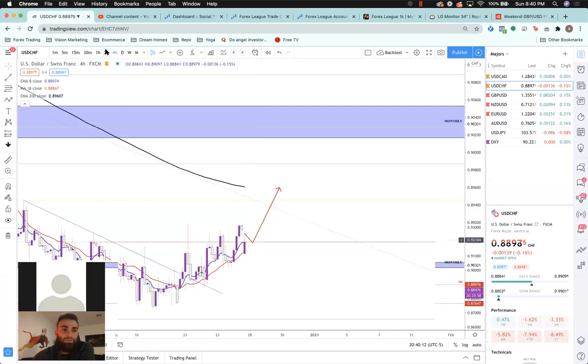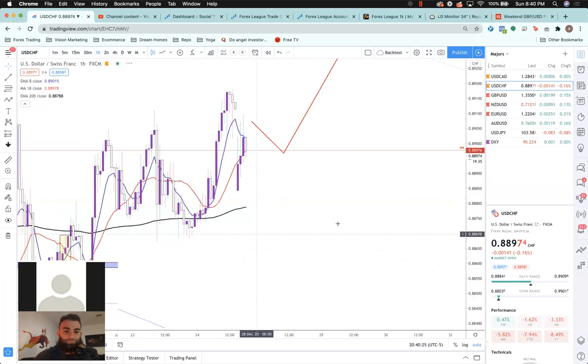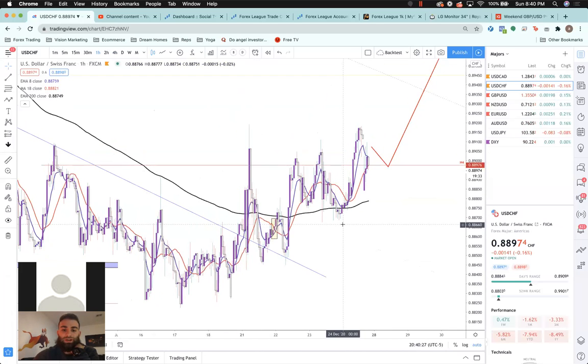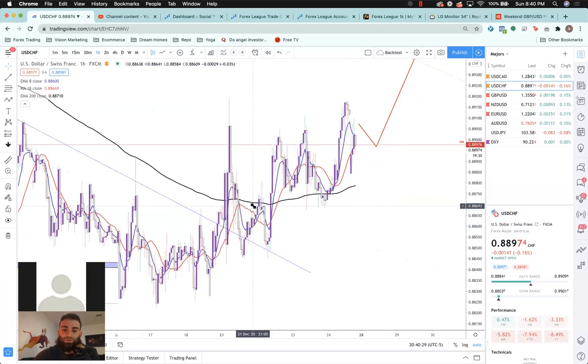So this is changing up things a little bit. We need to get back above this point, the 0.8900 level. We need to get back above this area, guys, in order to take our next buy position more aggressively on the lower time frame.